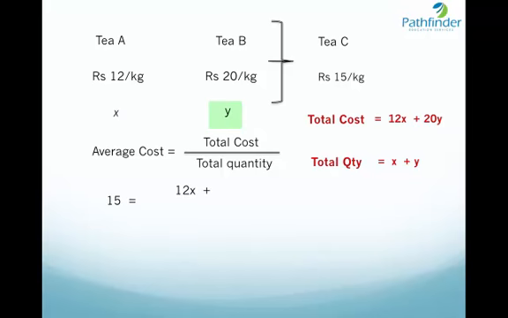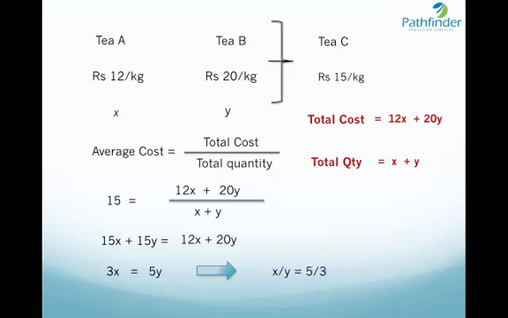So we calculate: 15, which is given as the average cost, is equal to (12X plus 20Y) divided by (X plus Y). On simplifying this, we get 15x plus 15y is equal to 12x plus 20y, and therefore 3x is equal to 5y, and the ratio of x upon y is 5 as to 3, or 5 upon 3. So we can answer the question by applying weighted average, and we can say that the ratio in which type A and type B should be mixed is 5 as to 3.